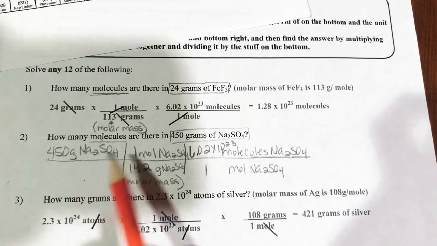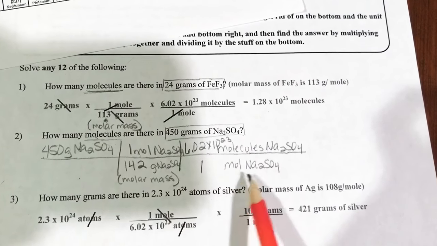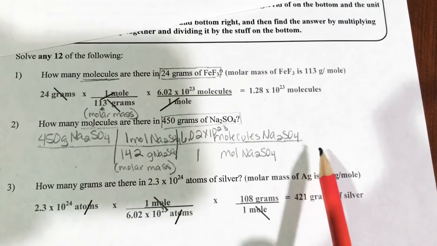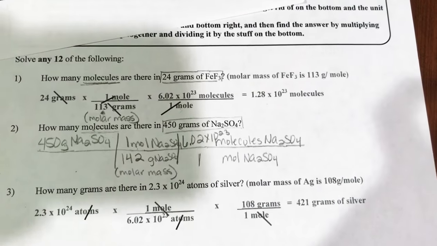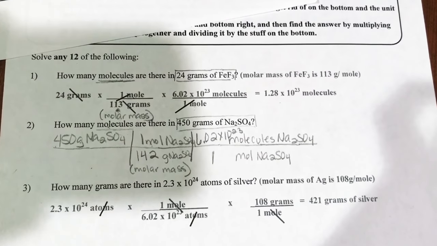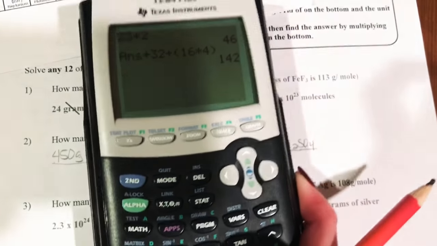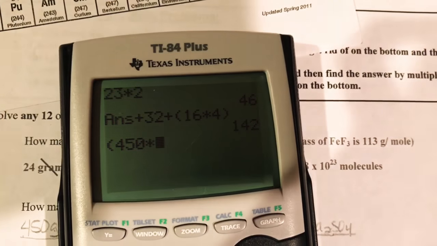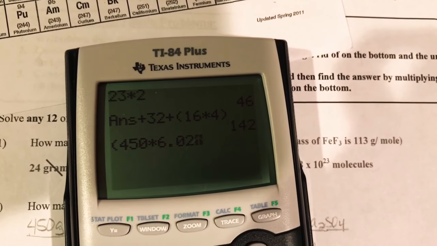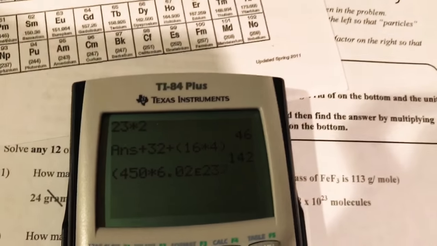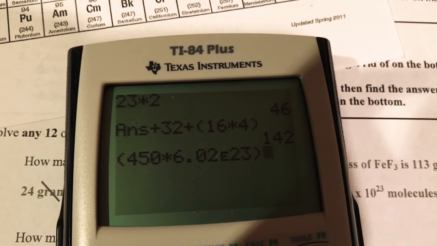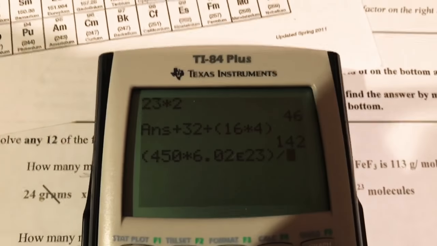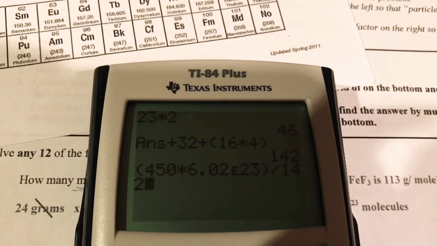Now we're going to multiply completely across the top, multiply across the bottom, and then divide. If you want to, we can get subtotals over here and then do the division, or you can just type into your calculator. I prefer to type it into my calculator using parentheses. So I'm going to show you that. Parentheses for what's supposed to be on top, 450 times my 6.02 times 10 to the 23rd. Close parenthesis, because that's what's on top, divided by 142, because that's what's on the bottom.